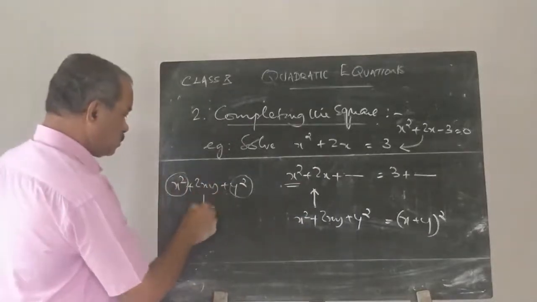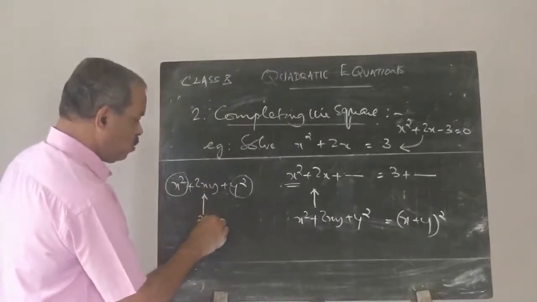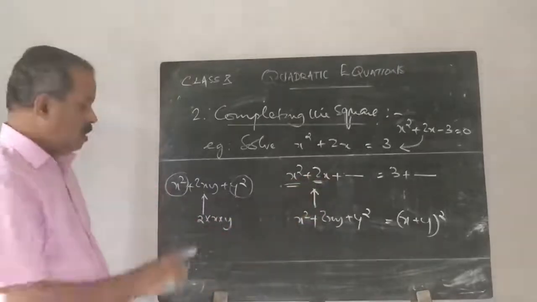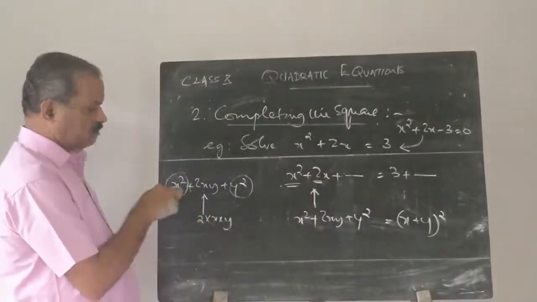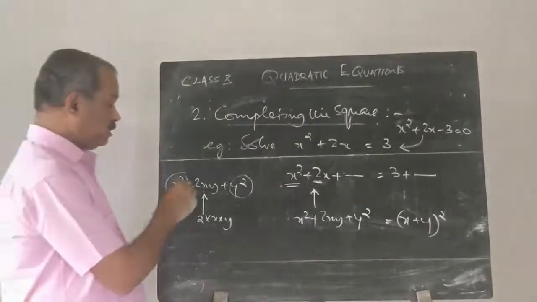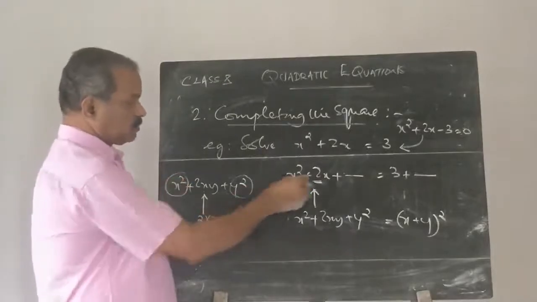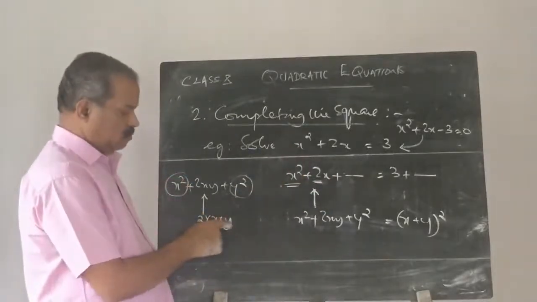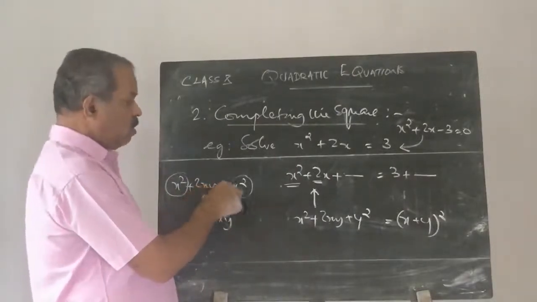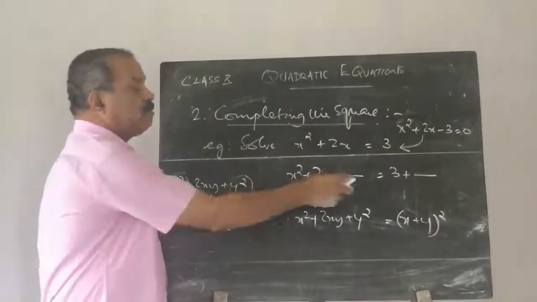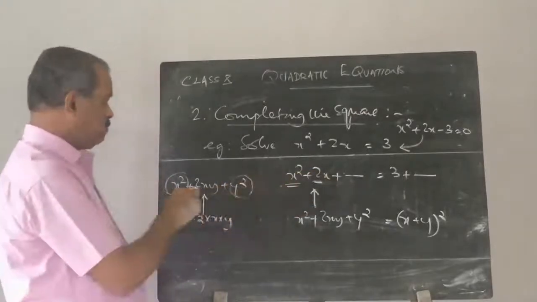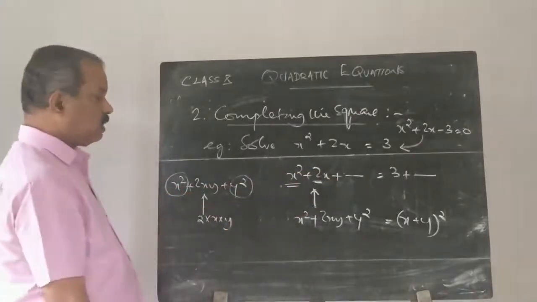What is the structure of the middle term? 2 into x into y. Here we have 2. Then x means root of x square, since the first term is a perfect square, take its square root. Root of x square, x. Then y means another number y. We have to add the square of that number here. Then this changes into the form x square plus 2xy plus y square.